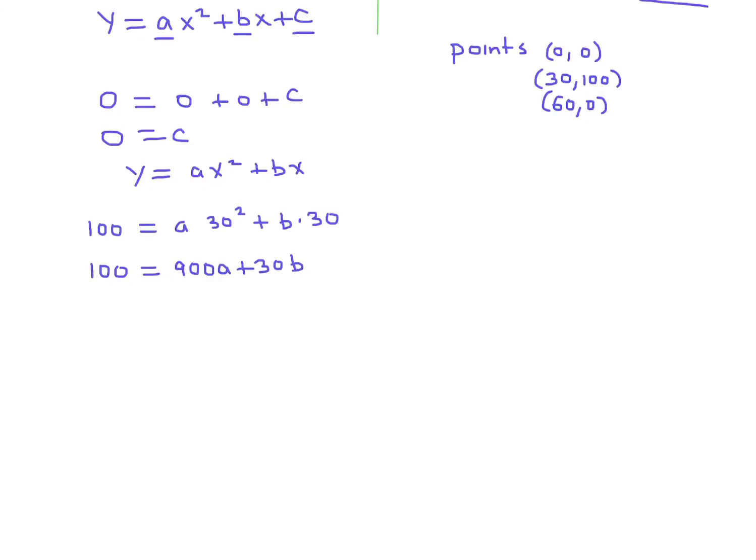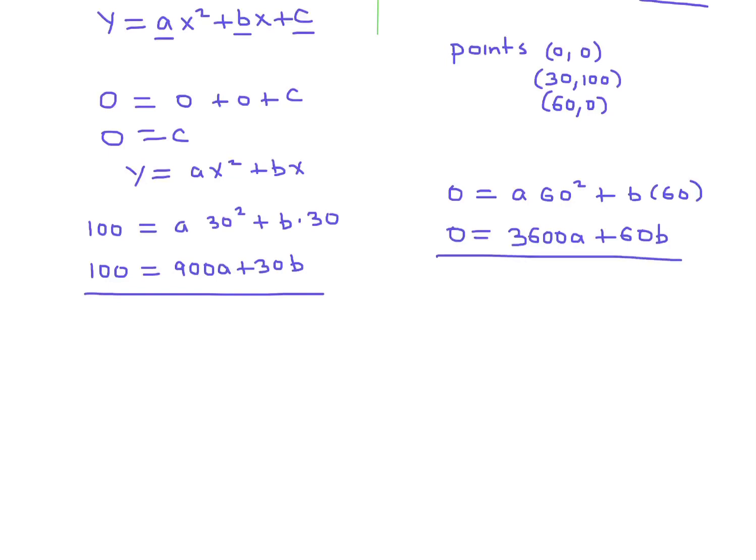And then we'll substitute the next point, which is (60, 0), into the same equation. And that gives us 0 is equal to a times 60 squared plus b times 60. So this becomes 60 squared, which is 3600a plus 60b. And there you go. We got two equations, we got two variables, and we can figure that out. I'll call this one equation 1 and this equation 2.